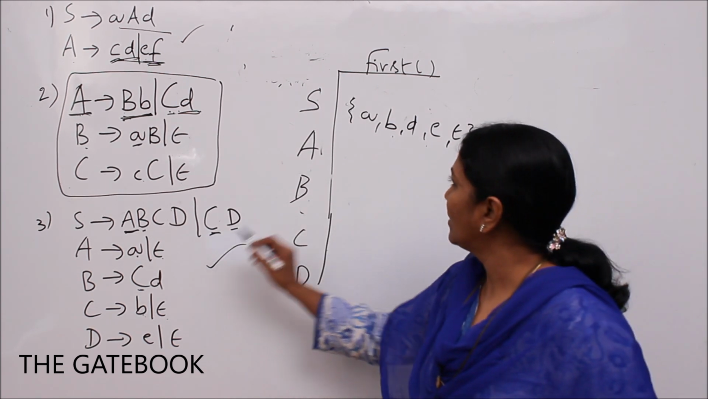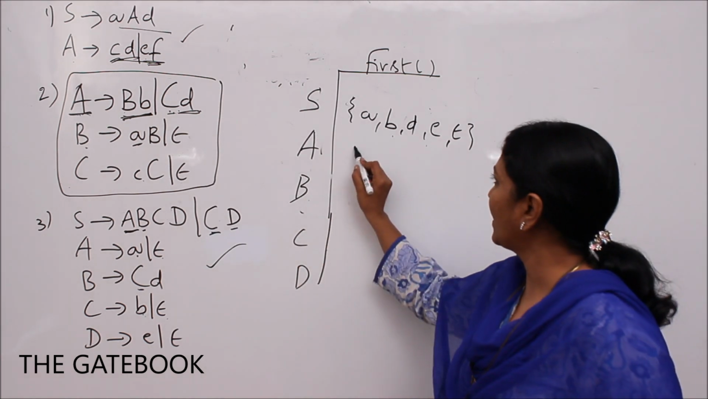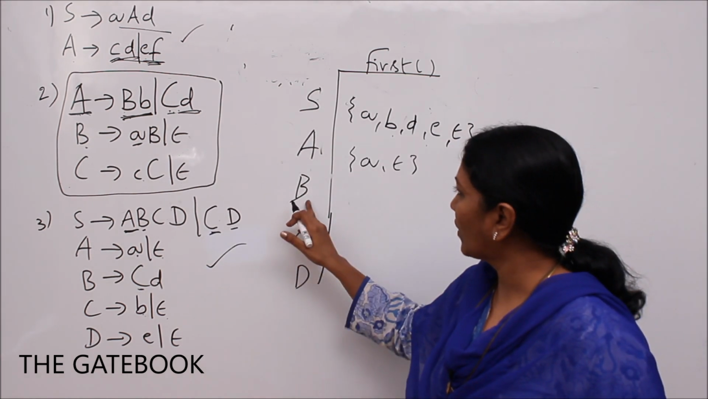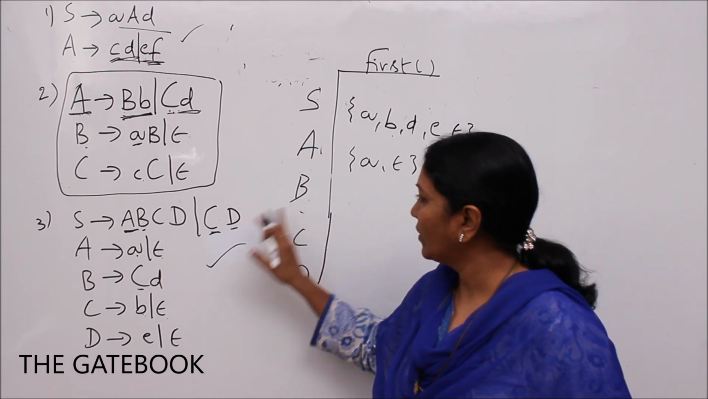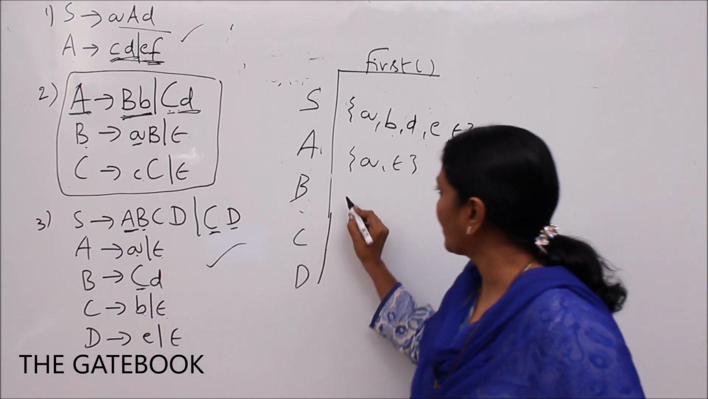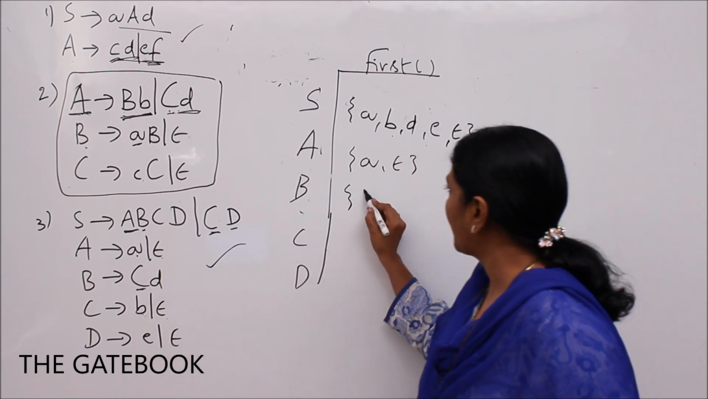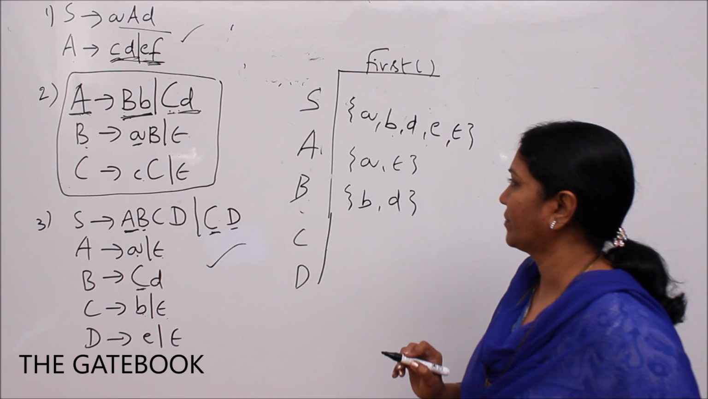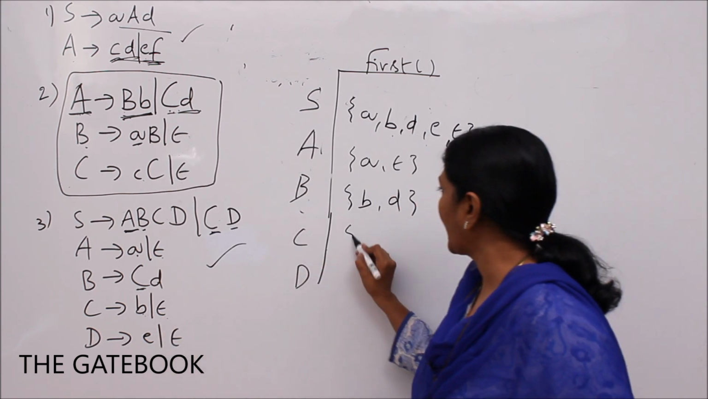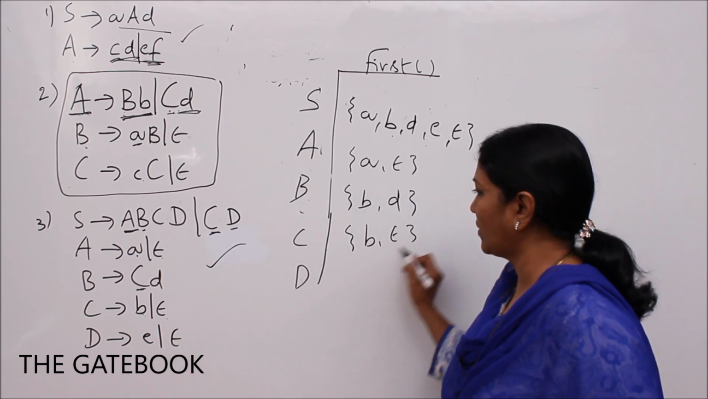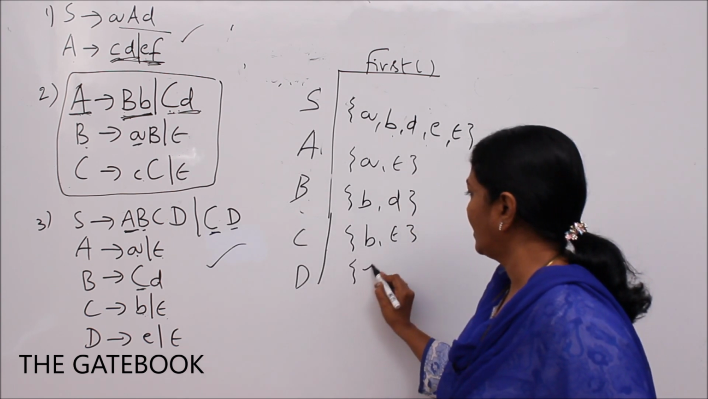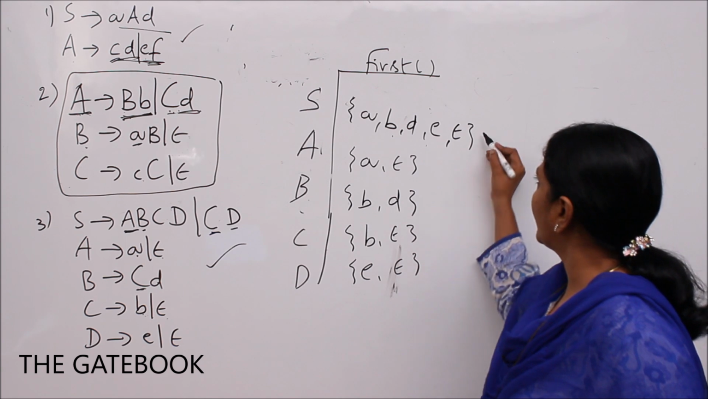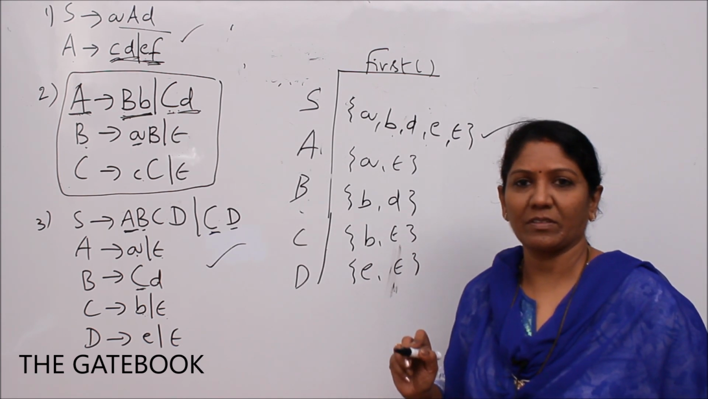Now, let us look at first of A. What is first of A? A comma epsilon. Now, what about first of B? Look at this, first of B is first of C. First of C is B. Because of epsilon, it ends with B. Now, first of C is B comma epsilon. First of D is E comma epsilon. So here this is most important, first of S.